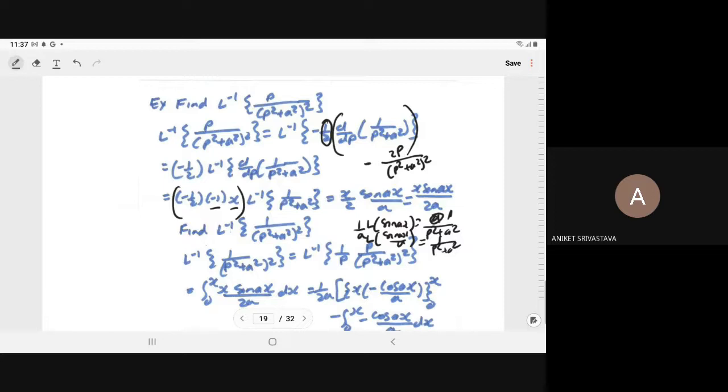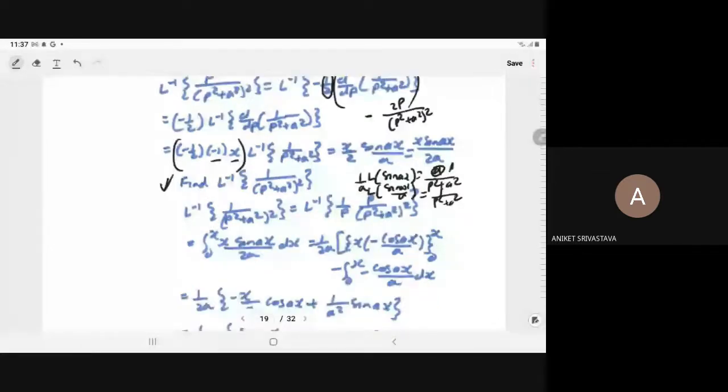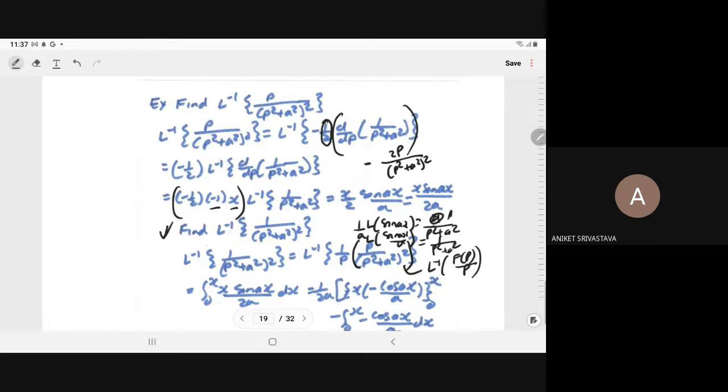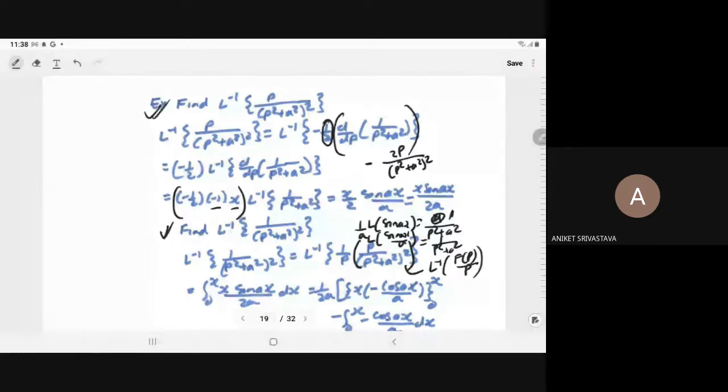Clear? Now in continuation of that, find L inverse of 1 upon p into p upon p square plus a square whole square. So what is this? This is the L inverse of F(p) upon p. And that F(p) just now you have computed in the first part.